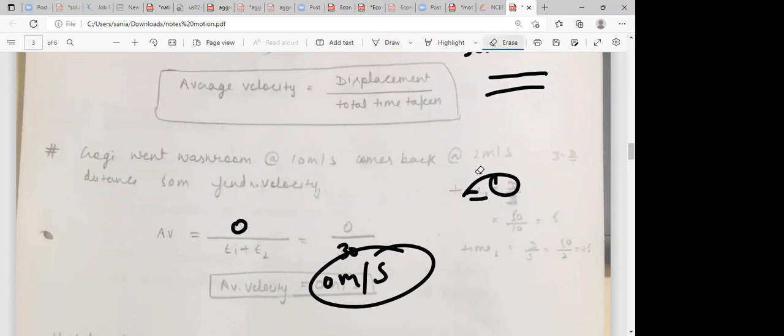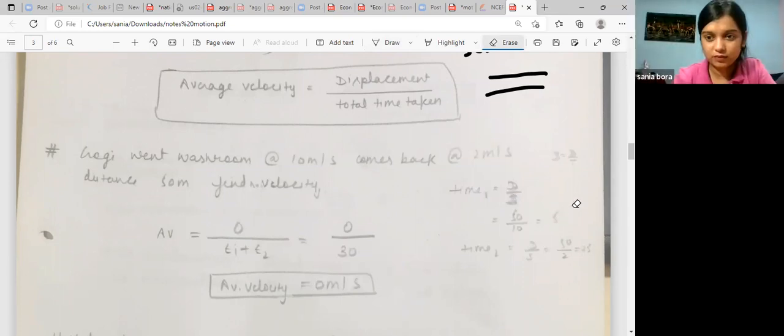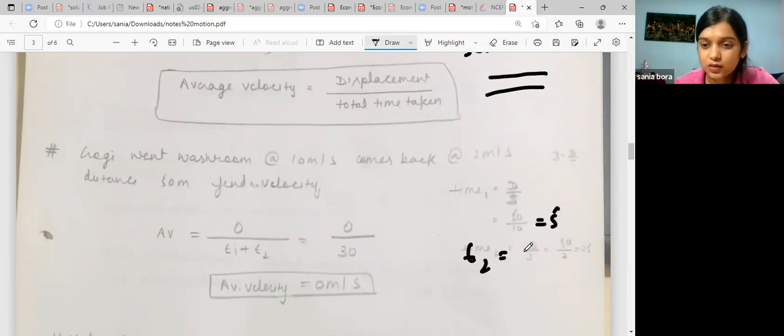Okay, so quickly do the correction. You can see over here I've written your T1 is basically 5 and your T2 is 25.